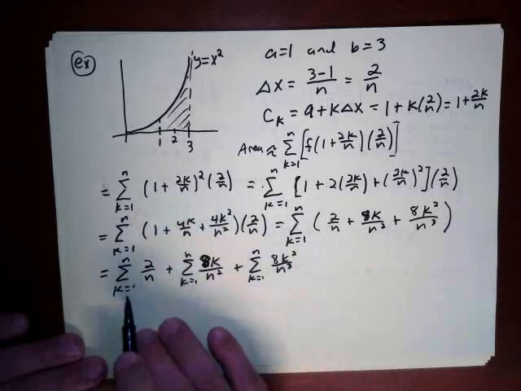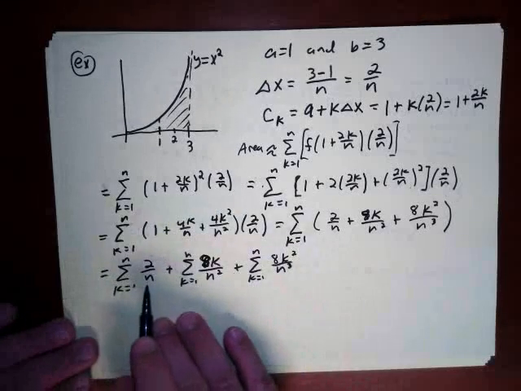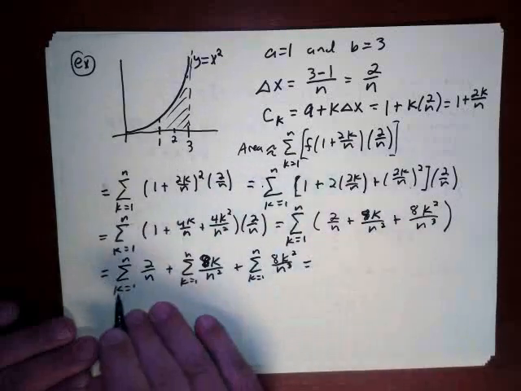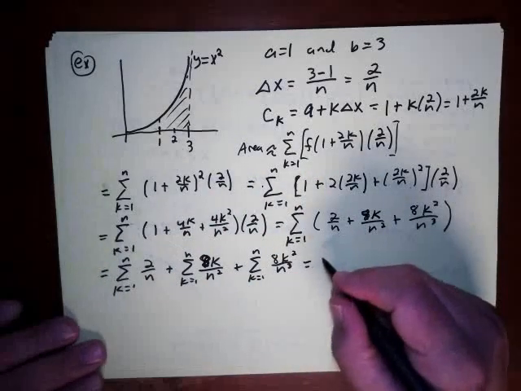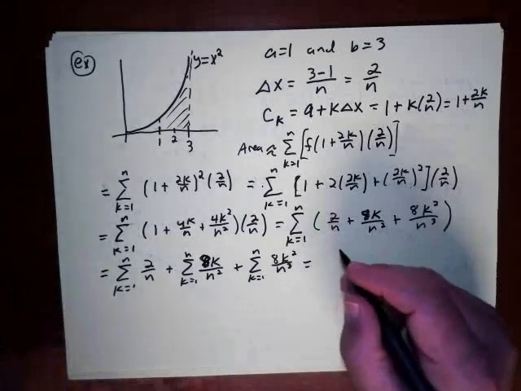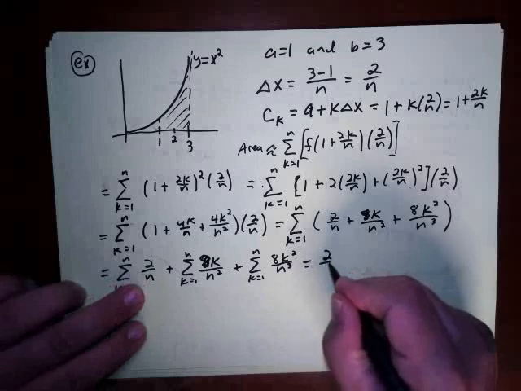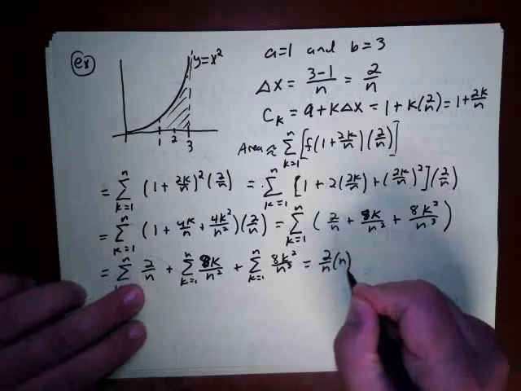Now remember, with respect to k, n is a constant. So this is like the sum of a constant, right? This here. And so this would just be 2n times n.